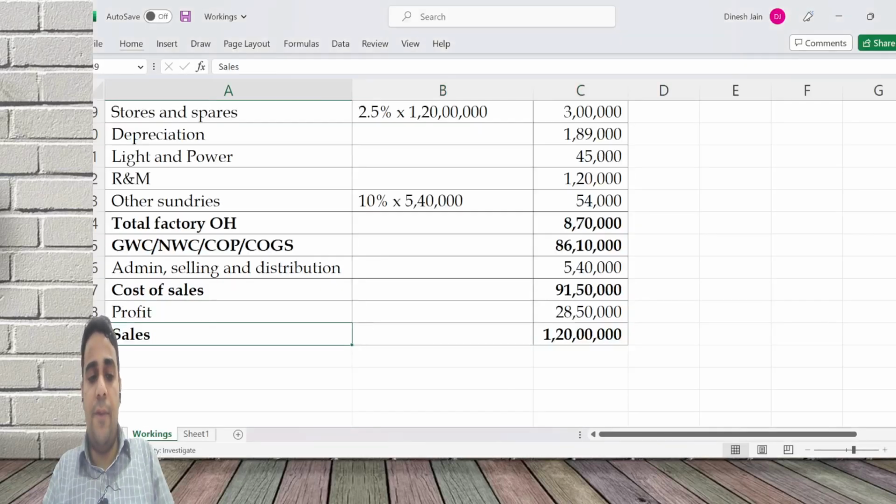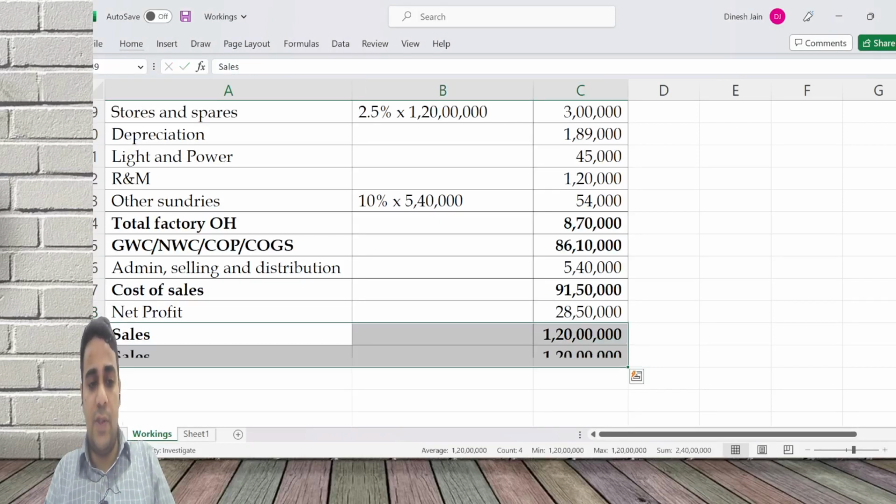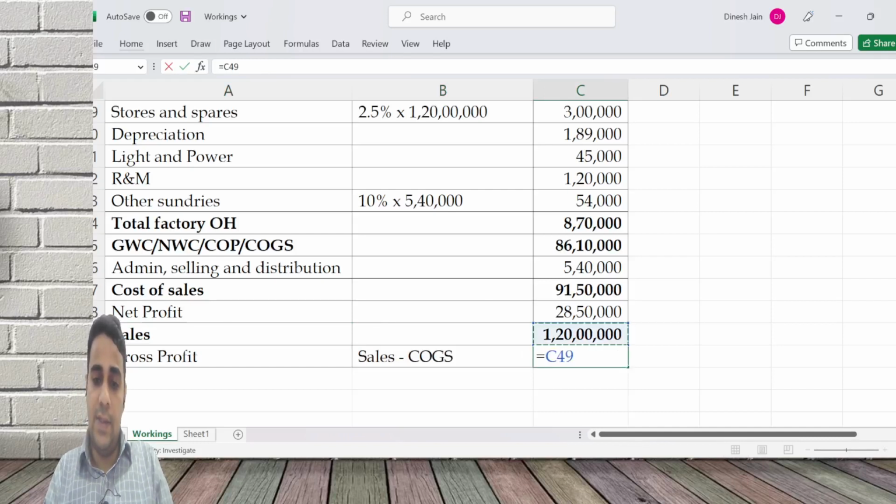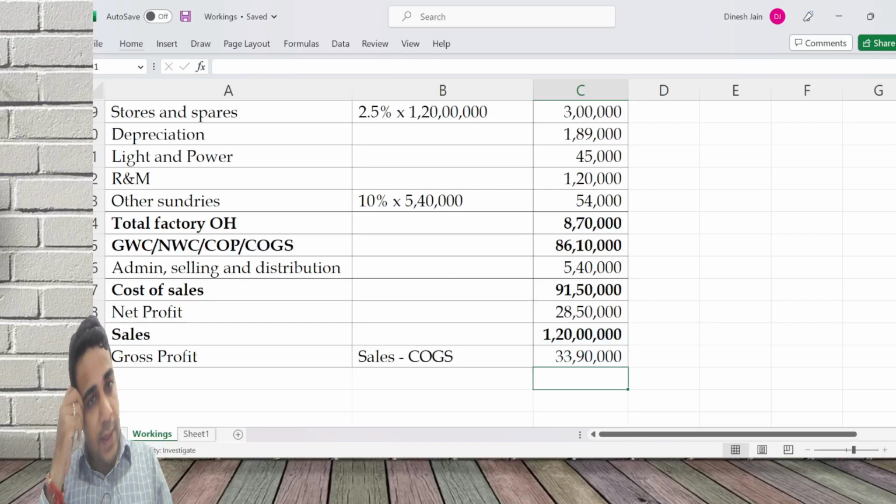Profit is 28 lakh 50. This is net profit. In the master budget, I can also give gross profit. What is gross profit? Sales minus COGS, sales minus cost of goods sold. I can calculate two items. NP and GP both can be computed.